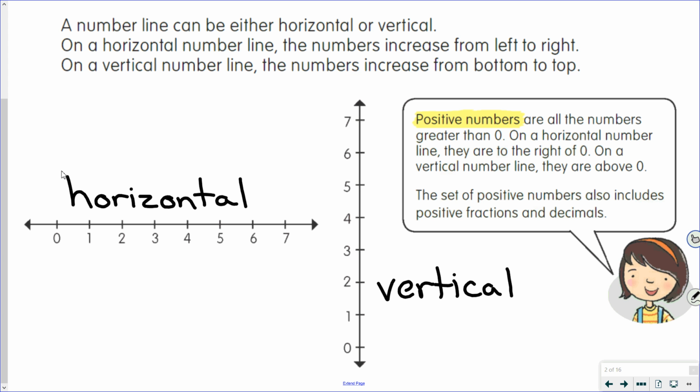And as one of my students said today, the higher the number on the number line, the higher the value. The lower the number is on the number line, the lower value it is. And I can't say it any better than that.